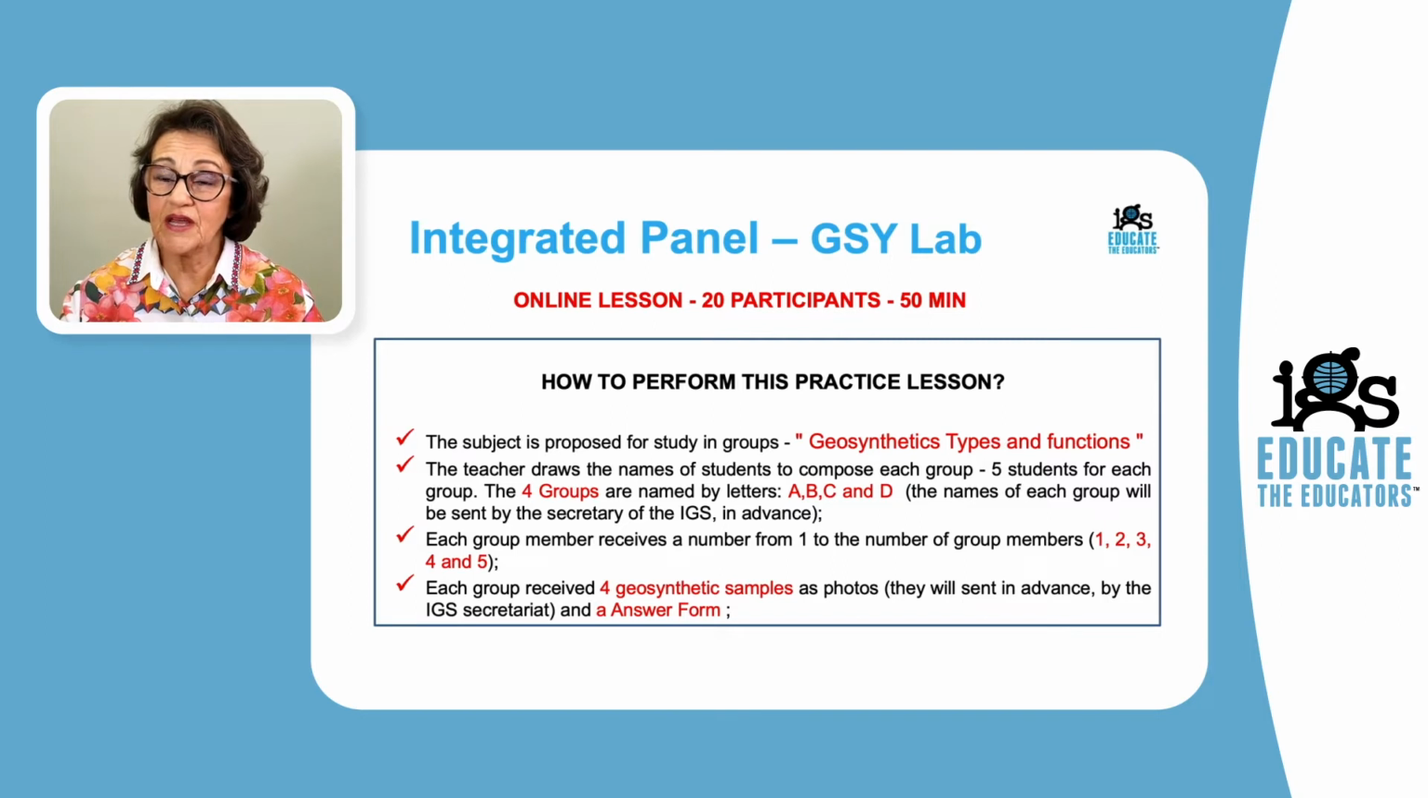The students receive a number from 1 to 5. Each student will receive 4 digital samples of different types of geosynthetics, which will be sent as photo files, as well as an answer form with the questions.